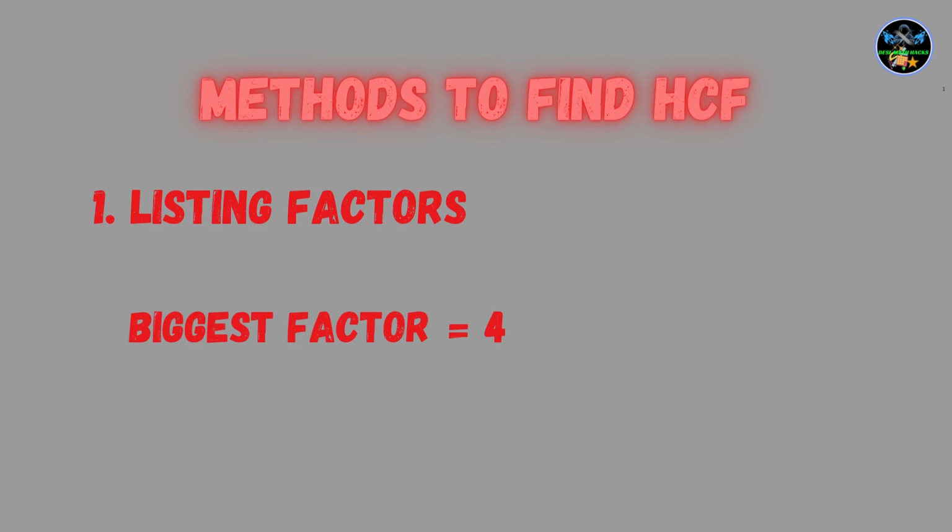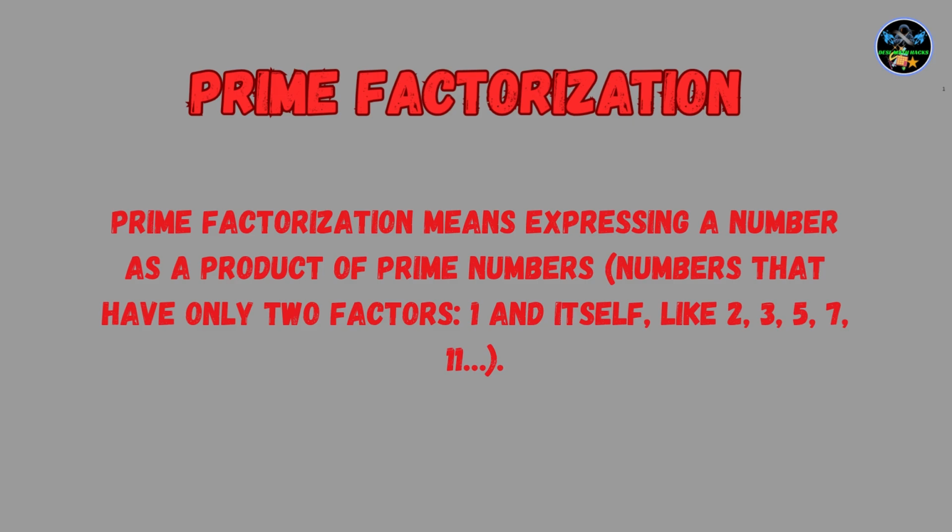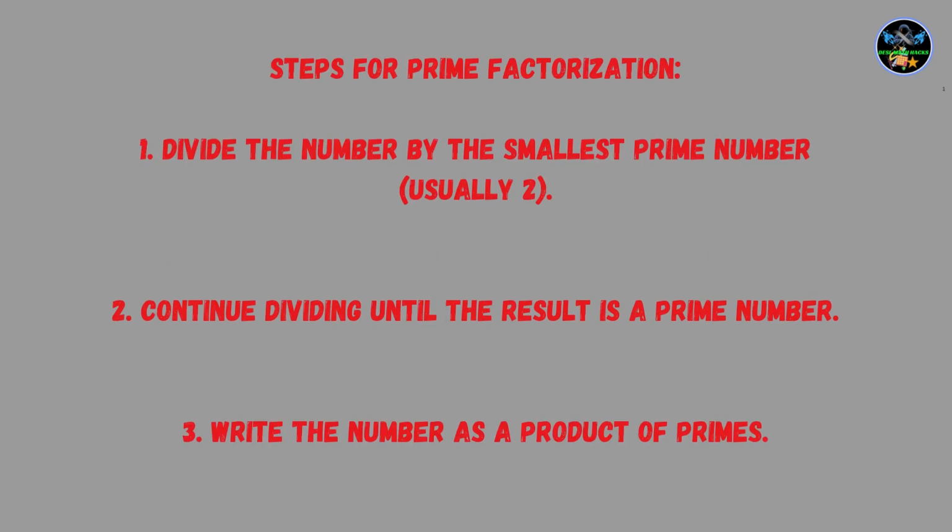Now the second method is prime factorization. It is expressing a number as a product of prime numbers. So I will explain the steps for prime factorization. First, divide the number by the smallest prime number possible. Continue dividing until the result is a prime number. Write the number as the product of primes.